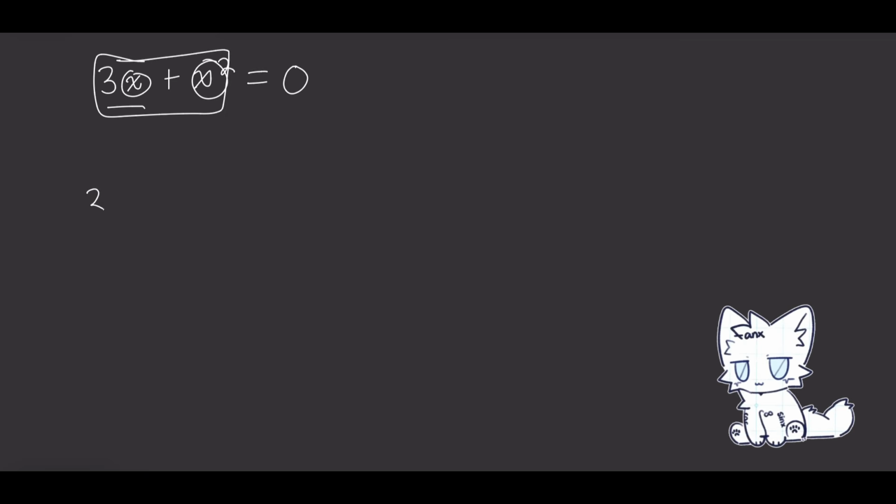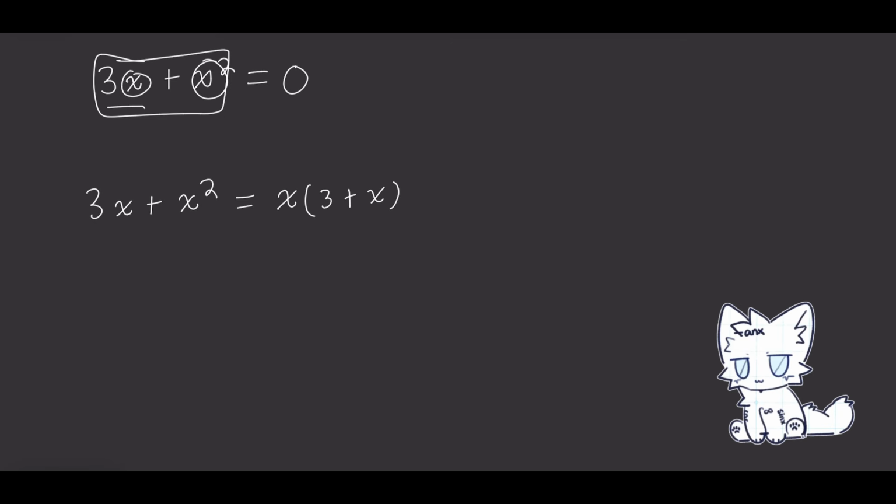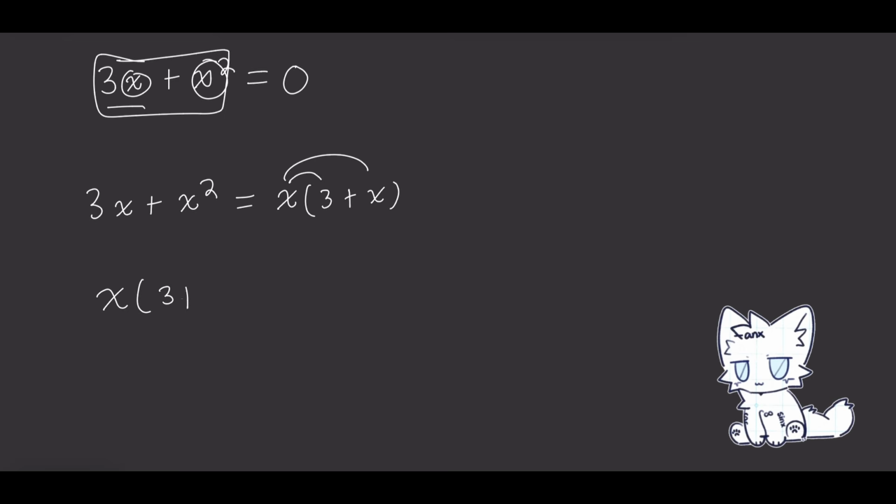So 3x plus x squared is equal to x times 3 plus x, since we can FOIL or multiply these to check if it's true, and it is true. So we can say that x times 3 plus x is equal to 0. Now, we can utilize what we learned before. Since this x is being multiplied out to all the numbers, we can divide x on both sides.